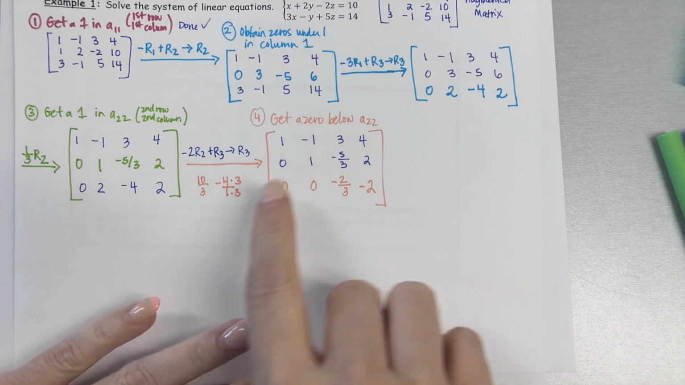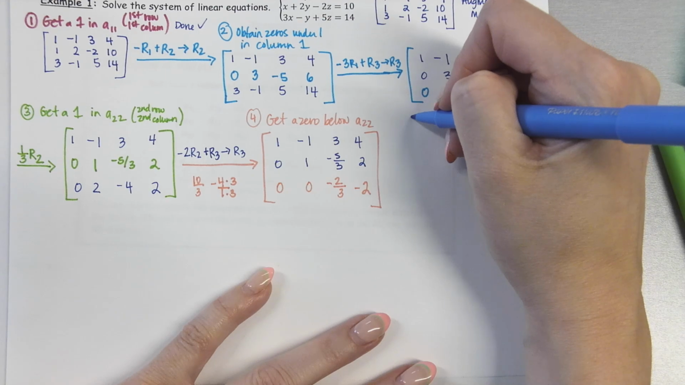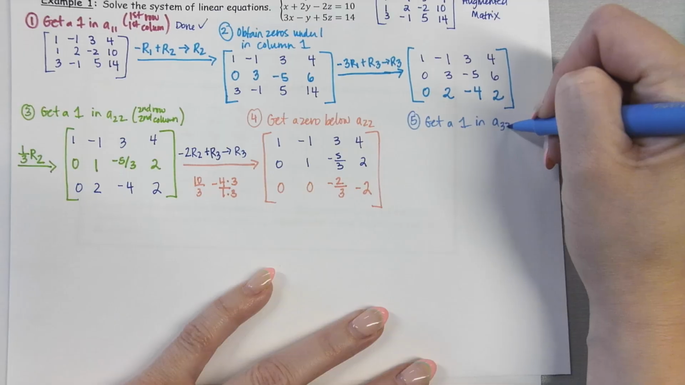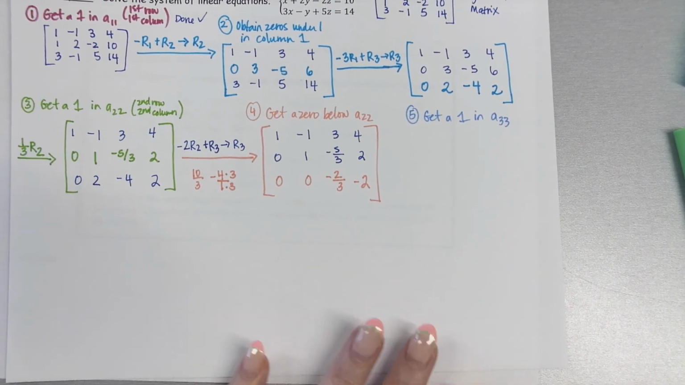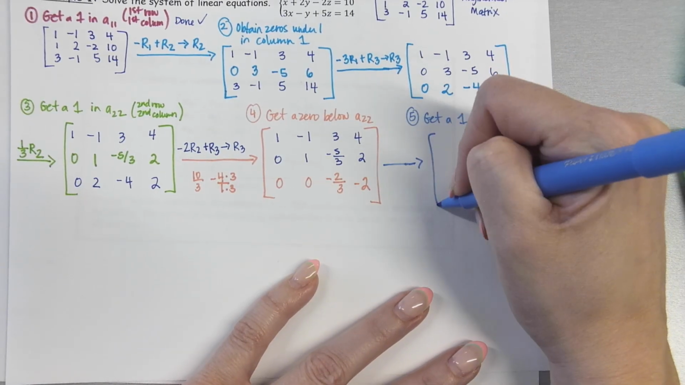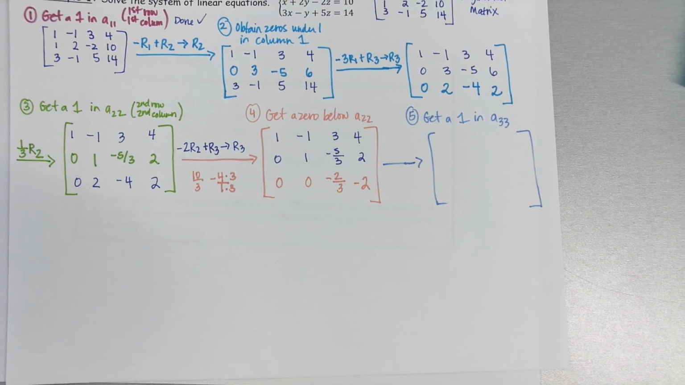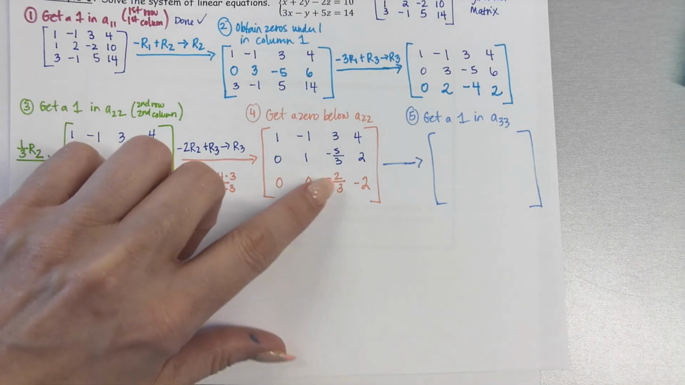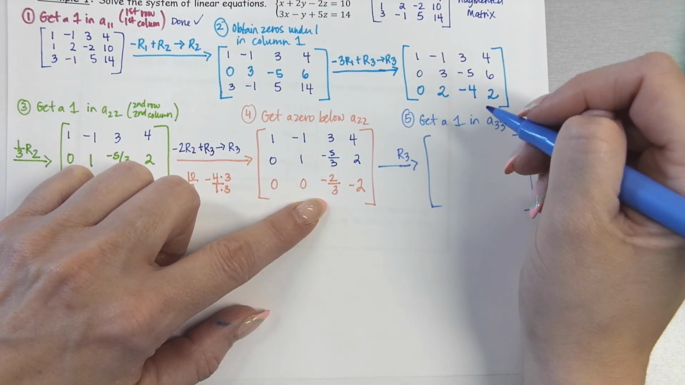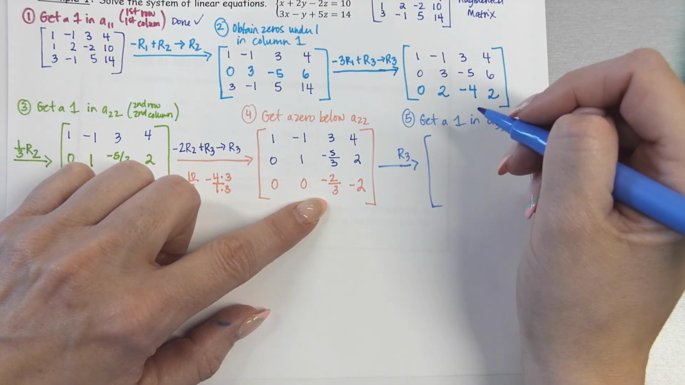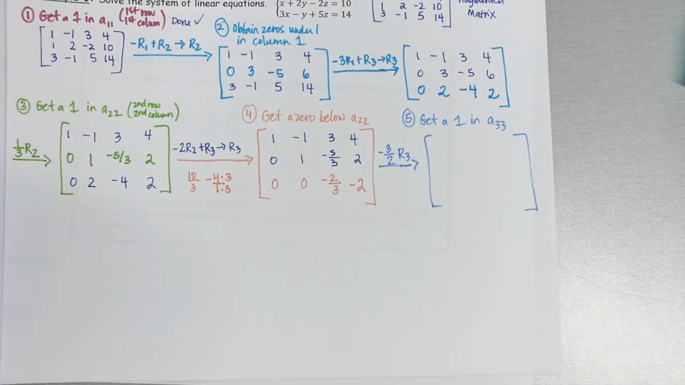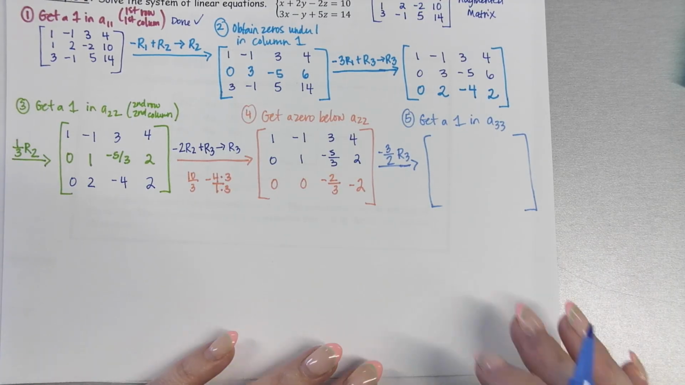Okay, and now we just have one more step. Our last step is to get a 1 in A33. 3rd row, 3rd column. Anytime you are getting a 1, the quickest thing to do is multiply by the reciprocal. So what's the reciprocal of negative 2/3? Negative what? 3/2. Okay, so then we're just going to multiply everything in row 3 by that.